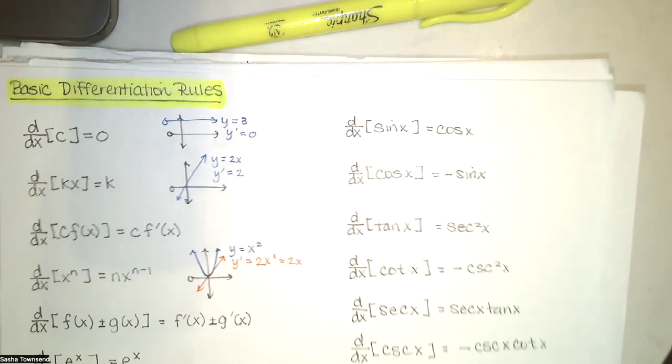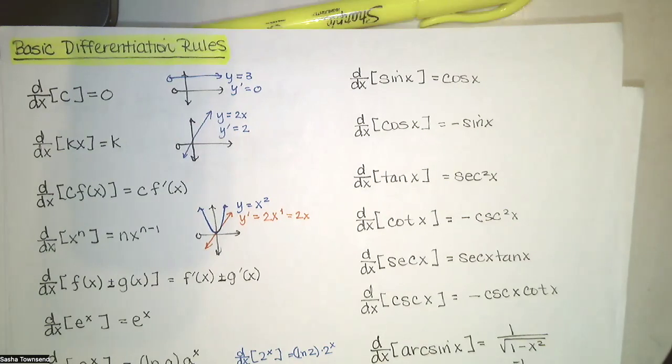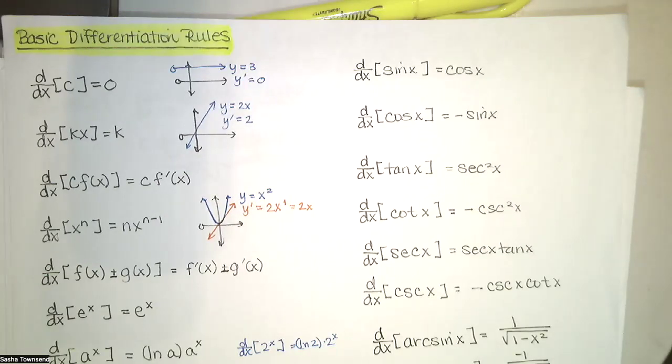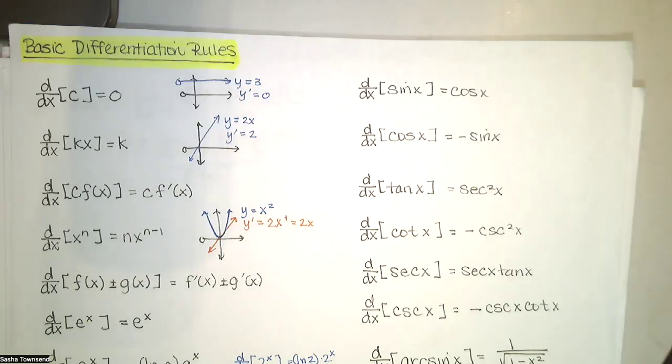I made a PDF, and for some reason I can't find it. But it looks roughly like this. It doesn't have the pictures, but it looks roughly like this. These are the ones I would have you commit to memory. And the reason why we do that is because we need to be able to compute derivatives efficiently.